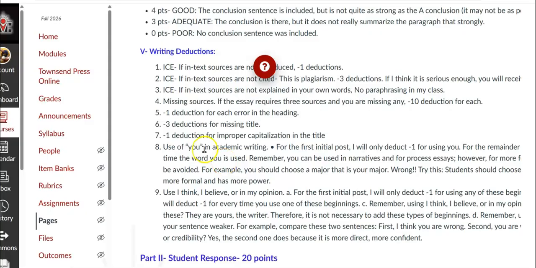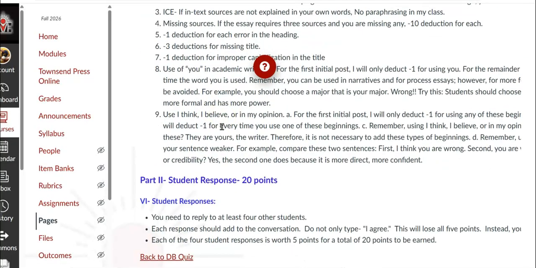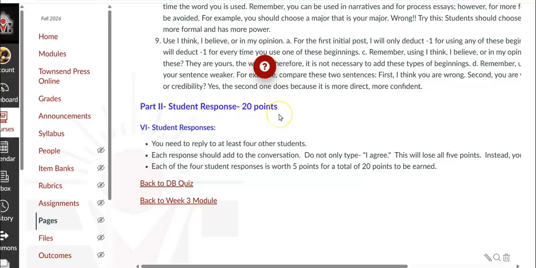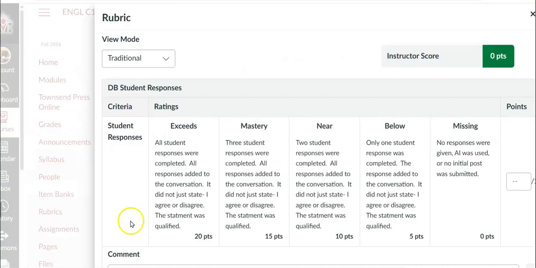All right, so you can pause and look these over a little more, but I do deduct points for this. And then the student responses are worth, I'm going to put an S there, 20 points. So I'm going to bring up the rubric for that, so it'll be clearer when we go through it. So hold on.